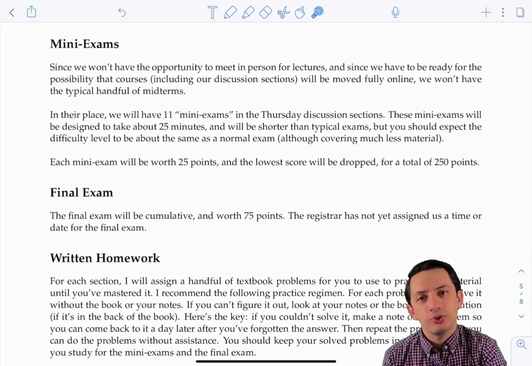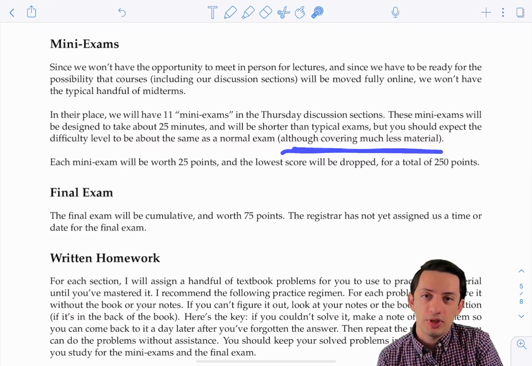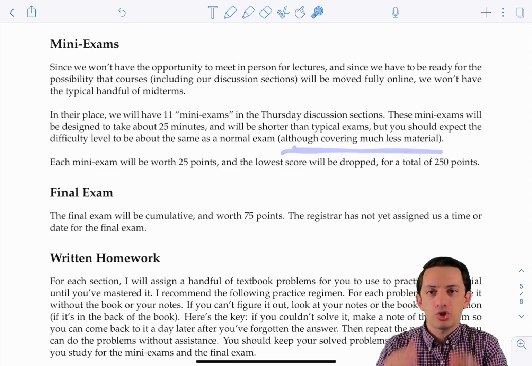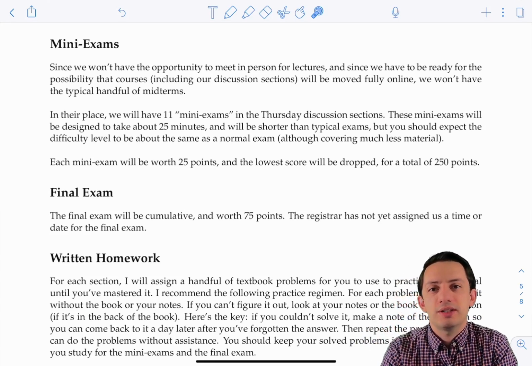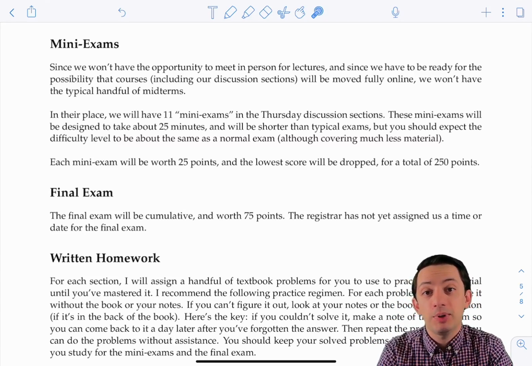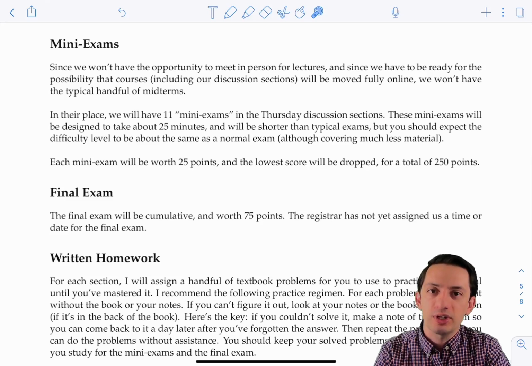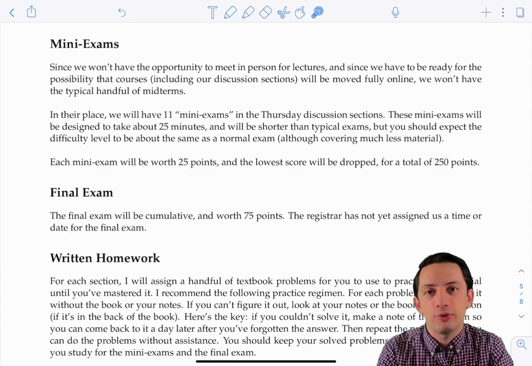So even though the difficulty level is the same, what you should keep in mind is that they cover much less material. So they're only going to cover the week of material before them. And so even though they're going to be exam difficulty, you have a much smaller amount of material to study for. So my goal is to have these designed so that if you're keeping up with the course, you're watching the videos, you're doing the homework, you're doing the written homework, you should be able to tackle these mini exams without major cram sessions before each of them.